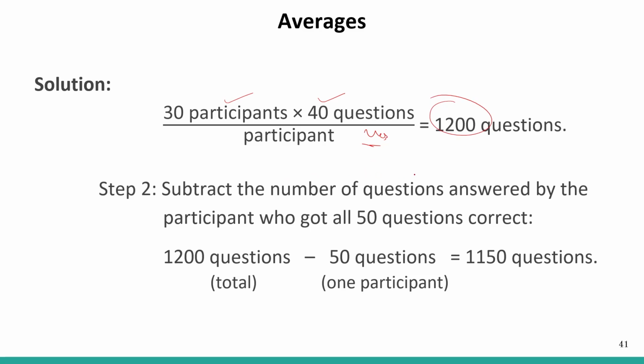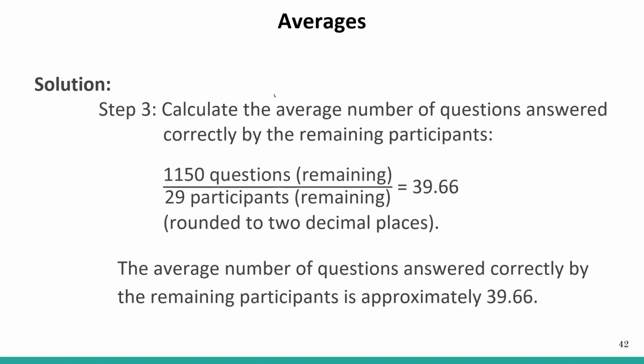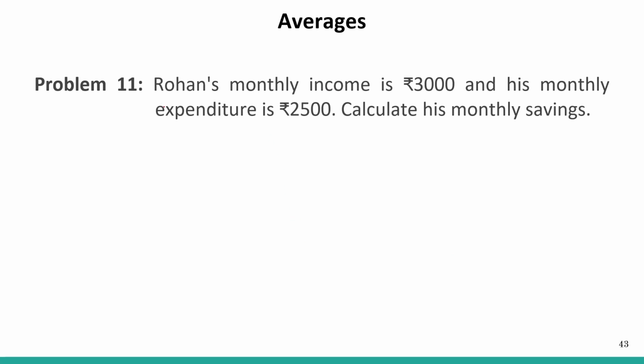Now subtract the number of questions answered by the participant who got all 50 correct. So 1200 minus 50 is equal to 1150, right? Calculating the average number of questions answered correctly by the remaining participants: 1150 questions divided by 29 participants will be 39.66, rounded to 2 decimal places. So the average number of questions answered correctly by the remaining participants is approximately 39.66 or 40. So let's see problem number 11.